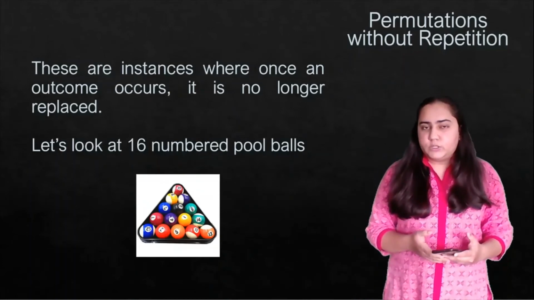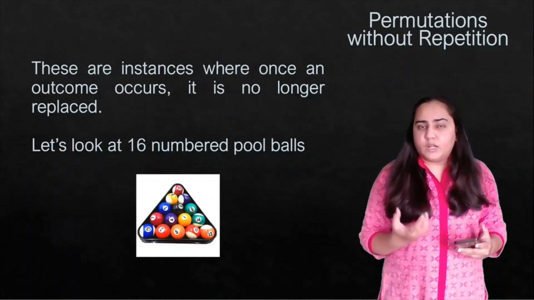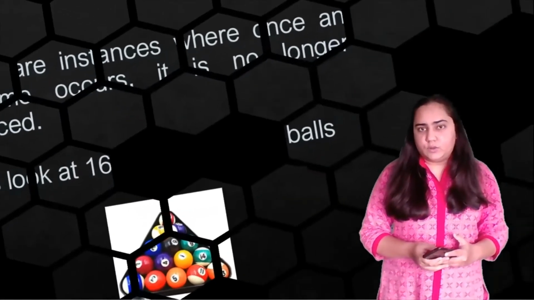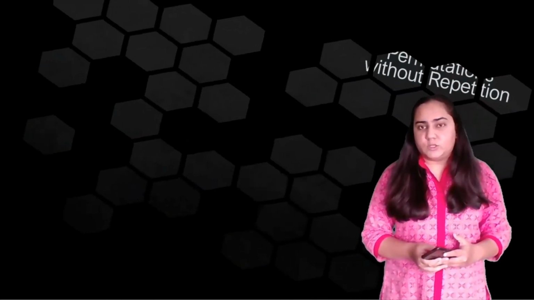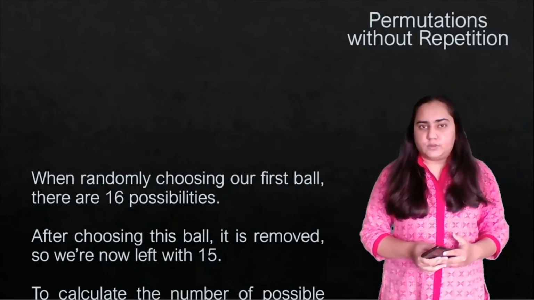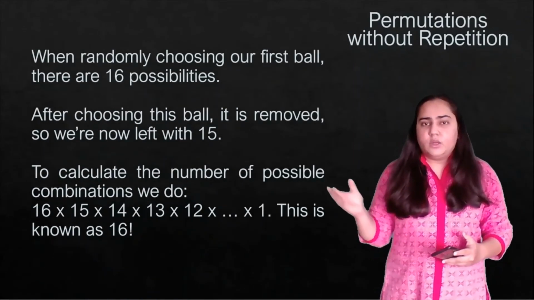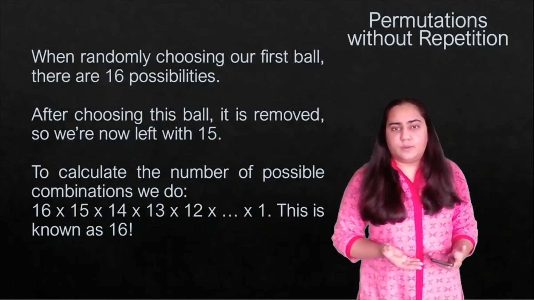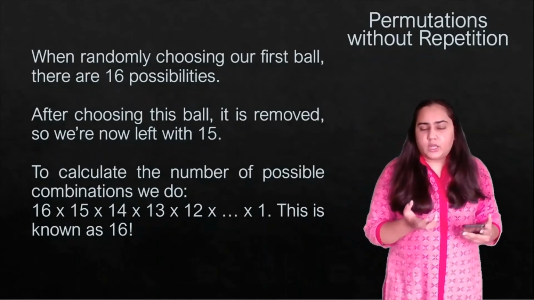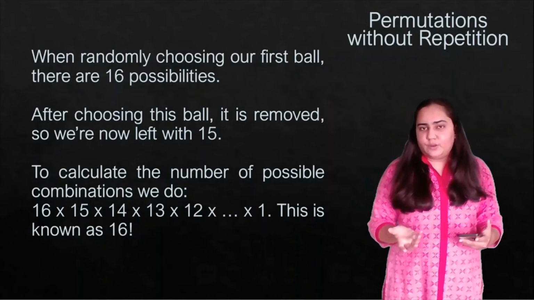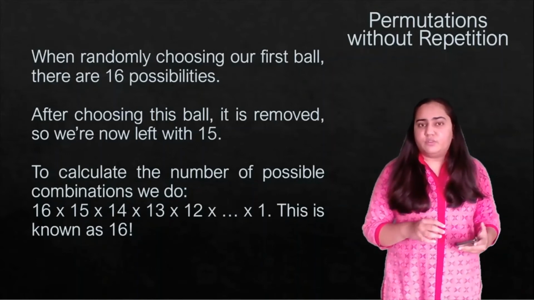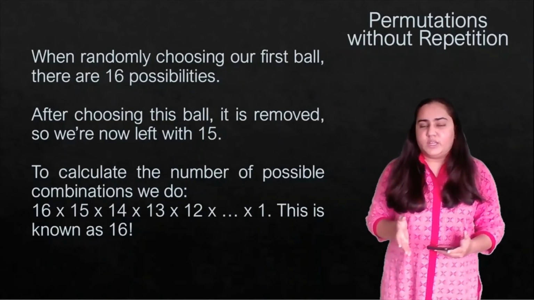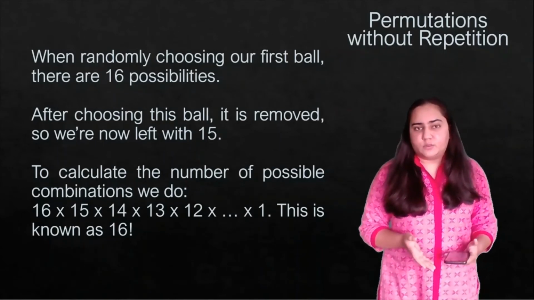Permutation without repetition is where once an outcome occurs, you cannot replace it. You're not going to replace it. That is permutation without repetition. So suppose you are randomly choosing a ball out of these 16 balls. Then after choosing that ball, say that ball was 5, you would be removing 5 from those 16 possibilities, and that's why now you are left with only 15 possibilities.